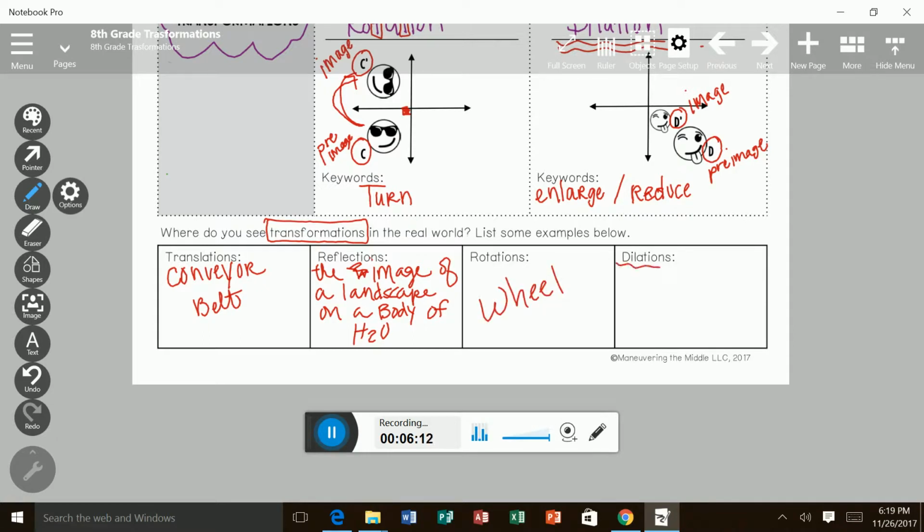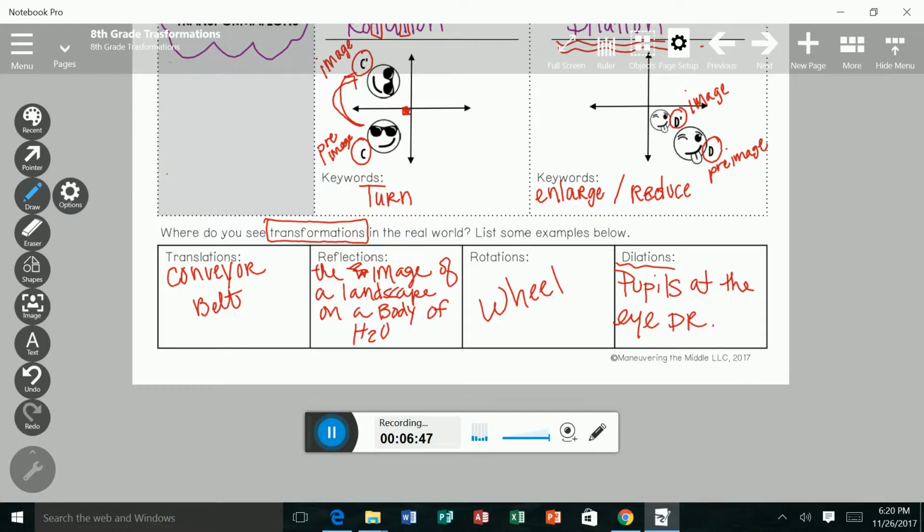And dilation, for growing or shrinking. An example would be like your pupils in your eyeball. Okay, your pupils at the eye doctor. We say you're going to get your eyes dilated because they check for cataracts and stuff like that. So they go and they dilate them, and when they do that, they check to see if your pupils are shrinking or enlarging. So pupils at the eye doctor.